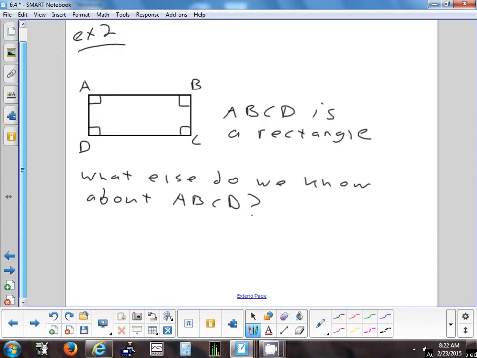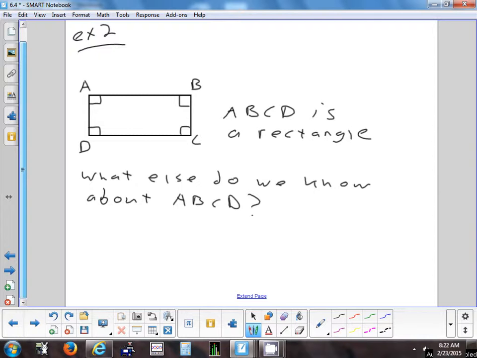Can anybody think of anything else you know about that shape, because it's a rectangle? It has 4 90-degree angles, and 4 congruent sides. Well, not congruent, but it has 2 sets of parallel sides. Okay, let's say that. We don't want to say anything we know by the definition of a rectangle.